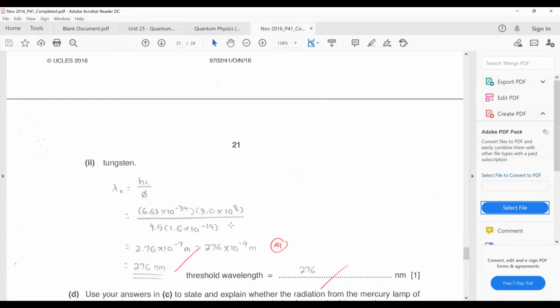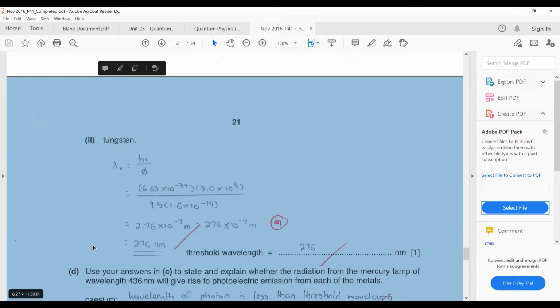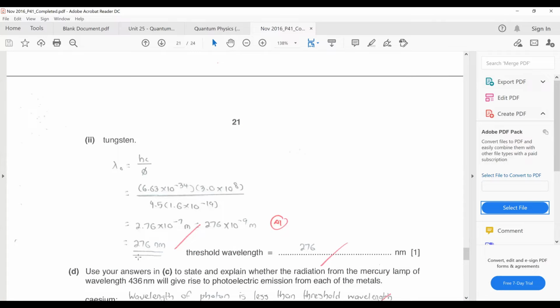Then from there, the question will ask you to use your answers in C to state and explain whether radiation from the mercury lamp of wavelength 436 nanometer will give rise to photoelectric emission from each of the metals.